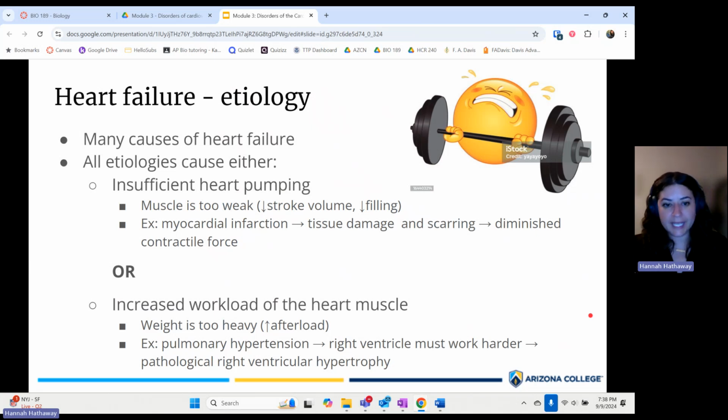Either the heart has gotten weakened, so it cannot pump the way it needs to, or the heart is having to work too hard to pump blood out.